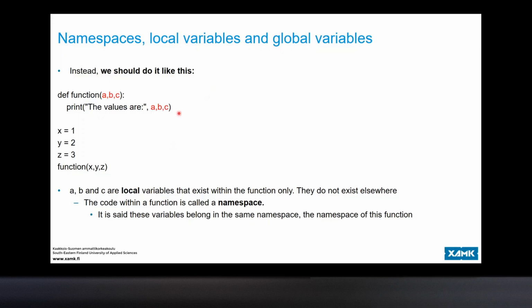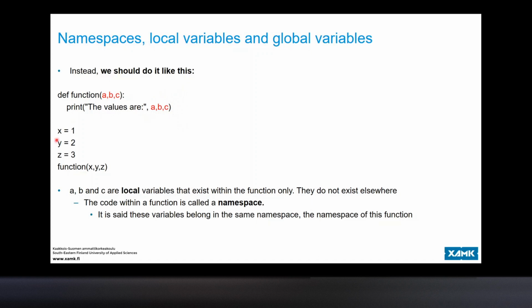It's said that these variables belong in the same namespace, and that's the namespace of this function. Namespace is a rather important concept, but for now, let's not get bogged down too much on what it is. The namespace simply means the surrounding function in which these variables live. So this function is their namespace. Okay, so that's all for A, B, and C.